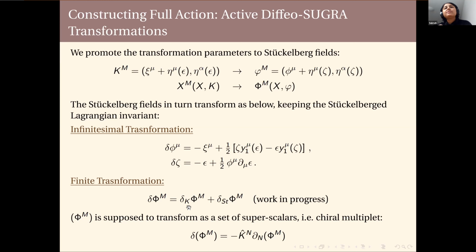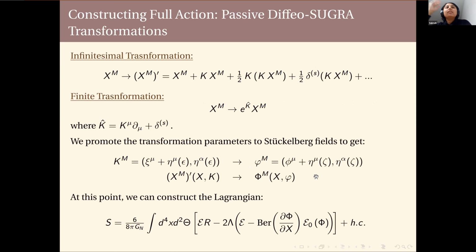Here delta K stands for the diffeomorphism transformations, and this one for Stückelberg transformations, I mean, the transformations that act on the Stückelberg fields, because in principle, when we begin, the transformations act separately. So this is all work in progress. And now we can also look at the passive transformations. Here, the super coordinate X^M transforms like this under infinitesimal passive transformations. But it's possible that for a finite transformation, this is how it transforms. Again, it needs to be checked.